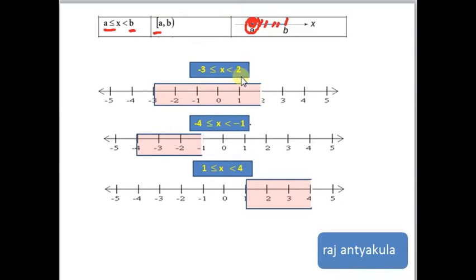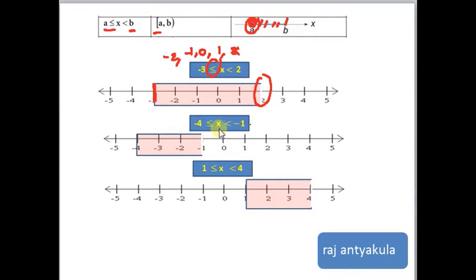Now coming to here. Minus 3 less than or equal to x less than 2. Here the equal to symbol is there. So minus 3 is included. And it can take values up to 2, but it can't take the value of 2 because the equal to symbol is not there. So x can take any value that lies in between minus 3 and 2. For example, it will take minus 2, it will take minus 1, it can take 0, it can take 1, it can't take 2. It can take 1.5 and so on. Any value it can take.